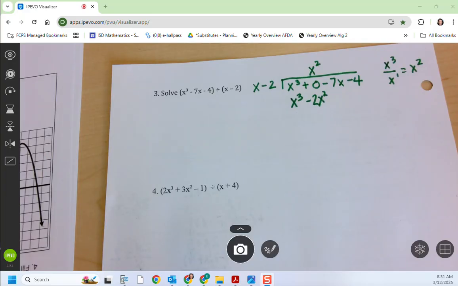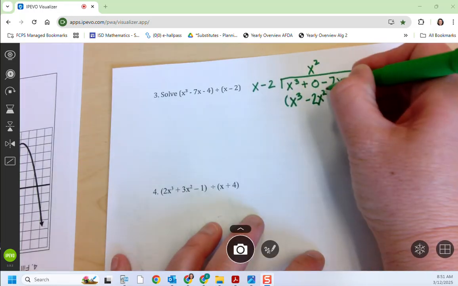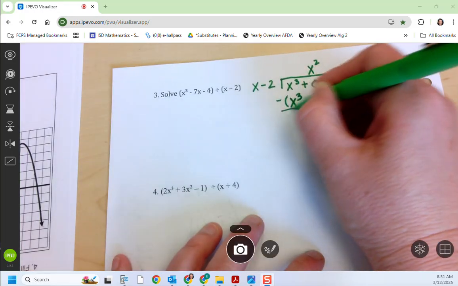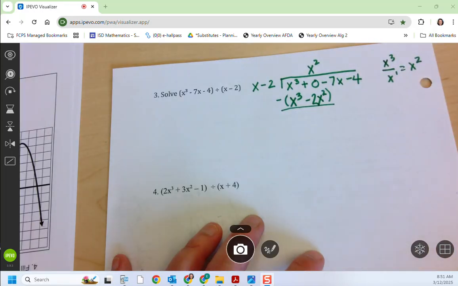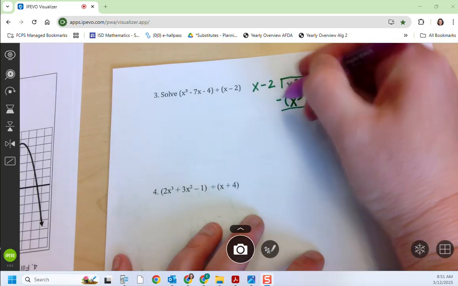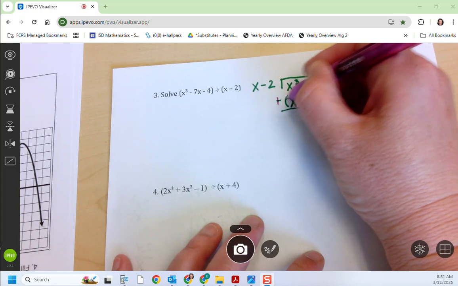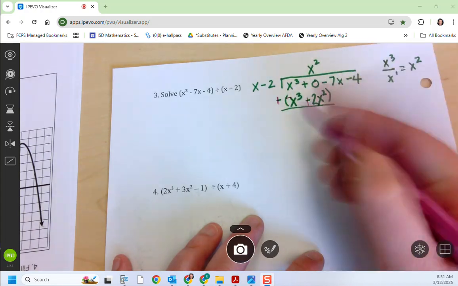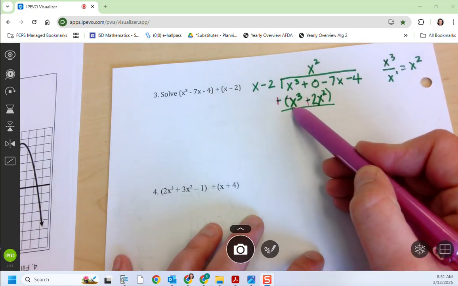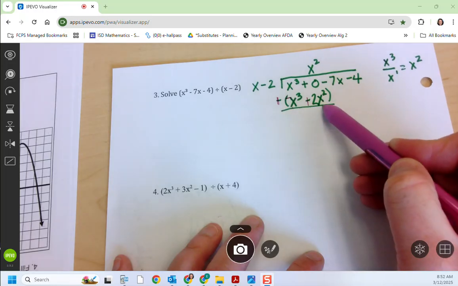All right, everybody, so far we're good? All right, then we need to subtract. When I subtract, that's when I put parentheses to show I'm subtracting both parts. And then it's good practice to distribute that minus, so that becomes a negative x to the 3. And then a positive 2x squared.